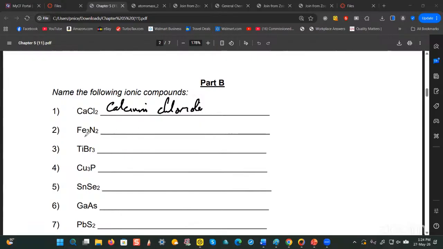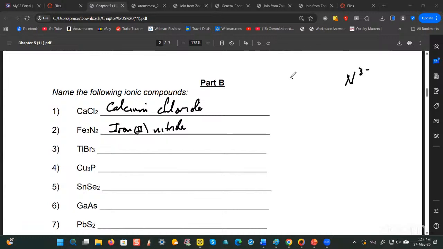Now, in the case of the next one, the name of this compound would be iron 2 nitride. All right? And that's because the iron in that case carries a +2 charge, and also iron can have +3, right? So you have to make a distinction as to which one it is. And in this case, it's going to be +2, right? Now, how do I know it's +2? Because the nitride ion has a -3 charge.